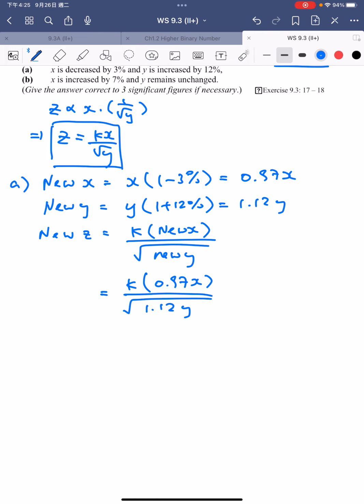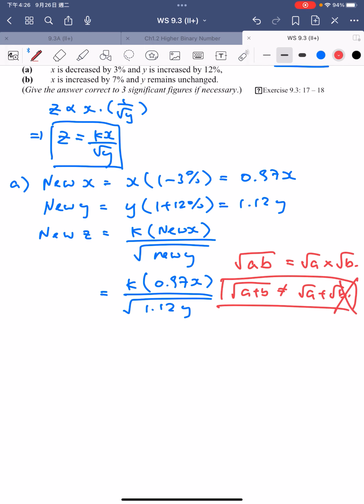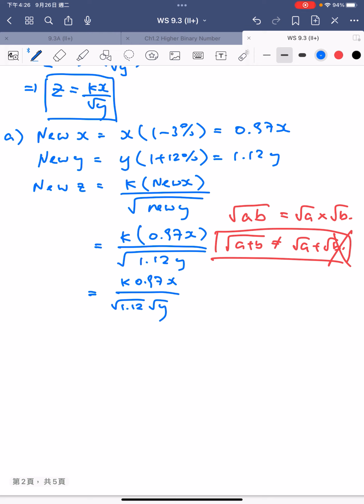In this equation, we can use the formula that the square root of ab can be separated into square root a times square root b. But please bear in mind that the square root of a plus b is not necessarily equal to the square root of a plus square root of b. So this is wrong, okay? Now we can separate our denominator into the square root of 1.12 times the square root of y, and I will keep the numerator. Then we can separate it into the format of 0.97 divided by the square root of 1.12, times kx over the square root y.